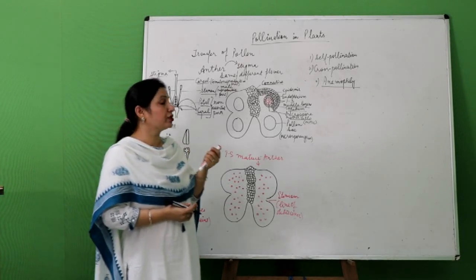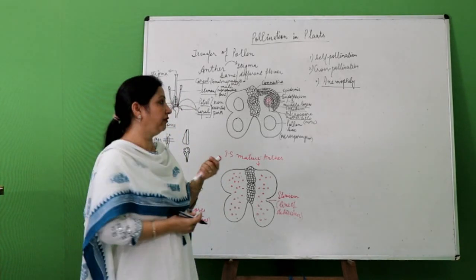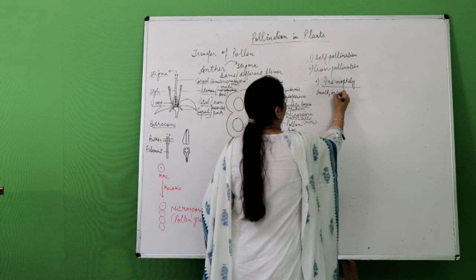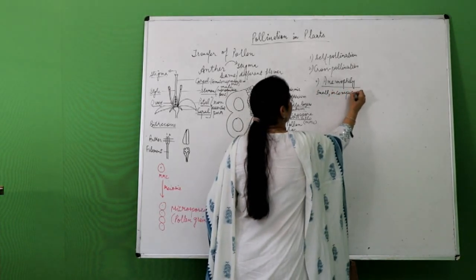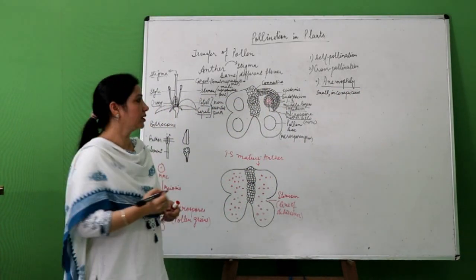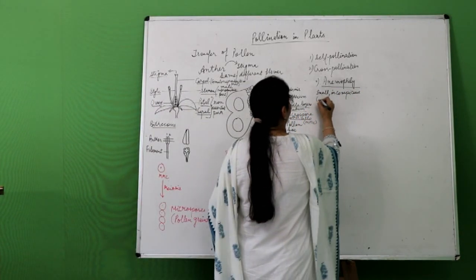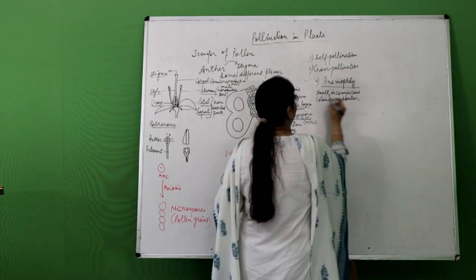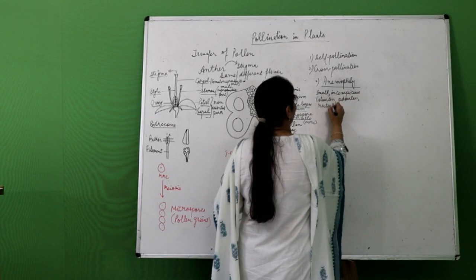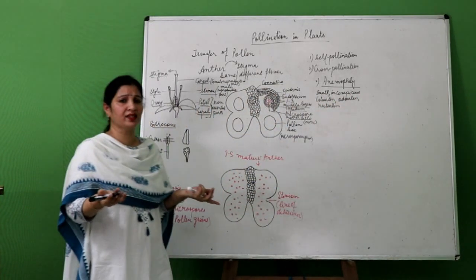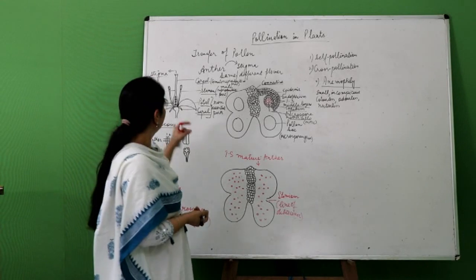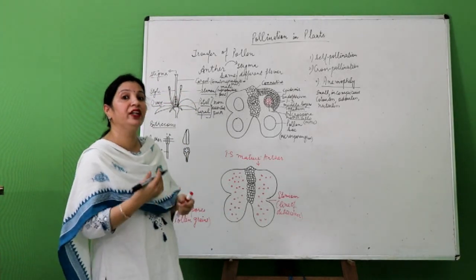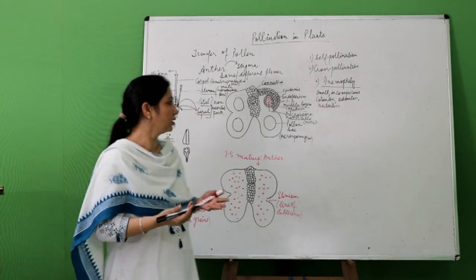Now some of the characteristics which we can see in such wind pollinated flowers are that these flowers are small and inconspicuous. That is, they are not much noticeable, right? Then these flowers are colorless, they are odorless, and they are nectarless because they don't have to attract any insects for pollination, right? Then the non-essential parts in such flowers, that is sepals and petals, are usually reduced or they may even be absent.